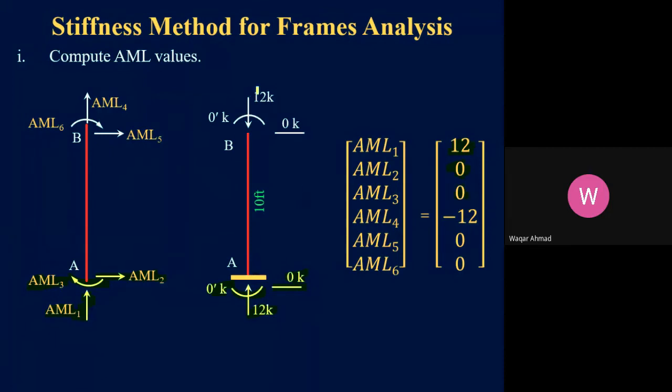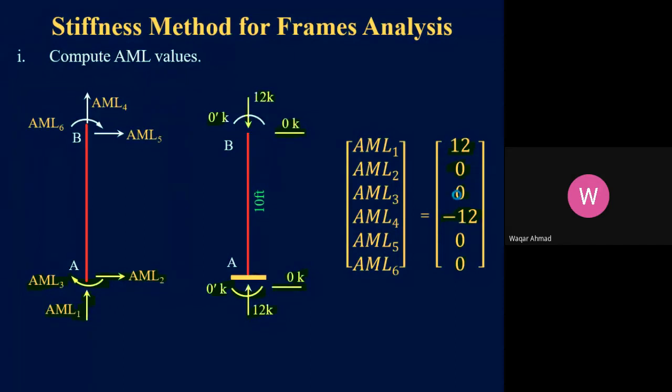Similarly, you can take this value as your AML4. You know that our AML4 is assumed to be acting upward. Why is it assumed to be acting upward? Because we have chosen our AM4 to be acting upward in the positive direction. But the action corresponding to this AM4 is acting downward here, so we will take this with a negative sign. Very simple. AML5 is this shear force, which is 0. This bending moment is also 0. So these are the values. This becomes my AML matrix.